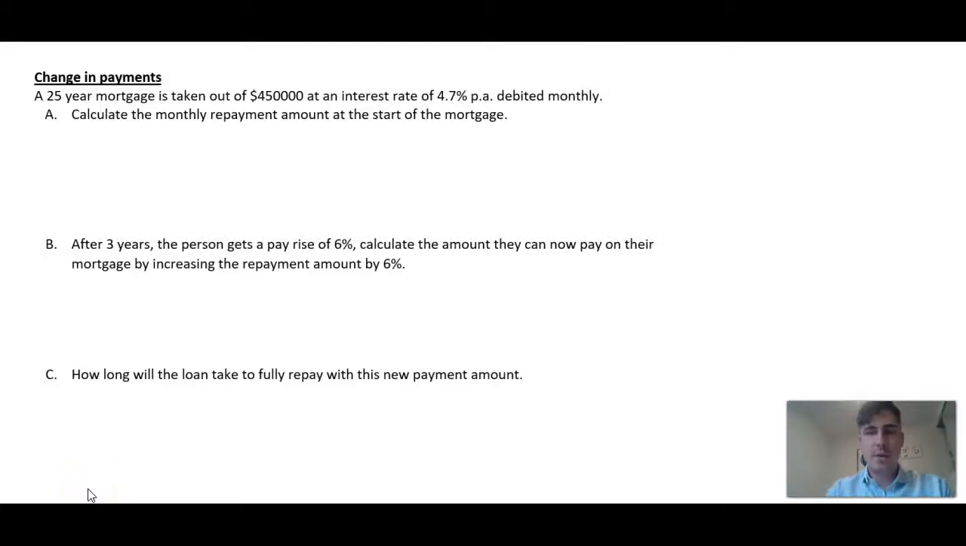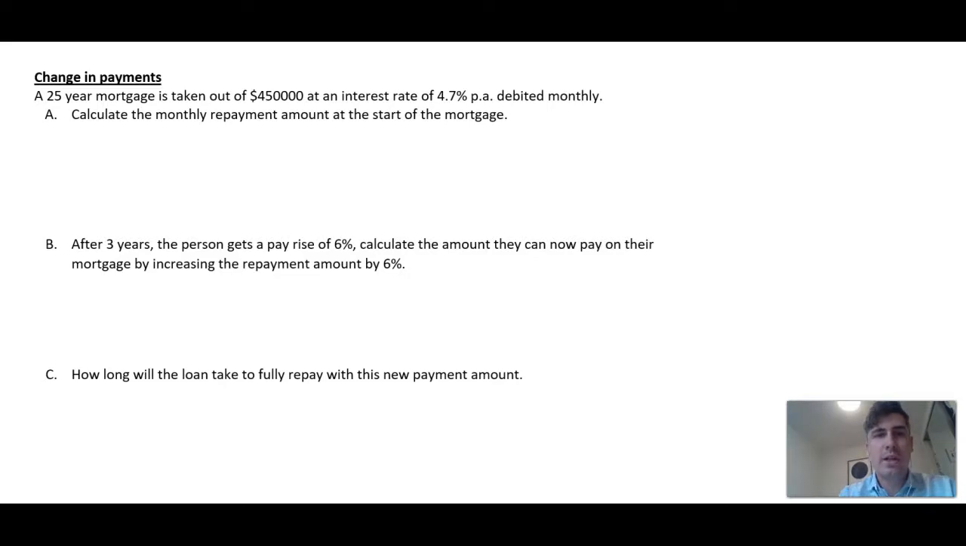Alright, in this video we're going to look at reducing balance loans when you've got different payment amounts. In real life, obviously things change across a loan's lifetime. Things like the rate would change, the amount you pay changes depending on what you're earning. So this is about when your pay changes. So let's look at this example.